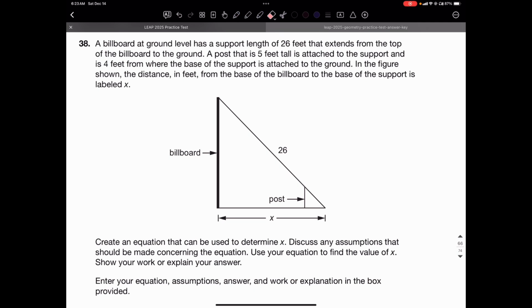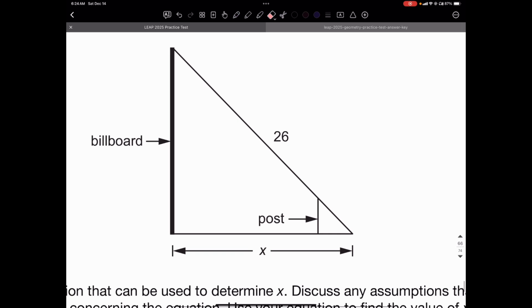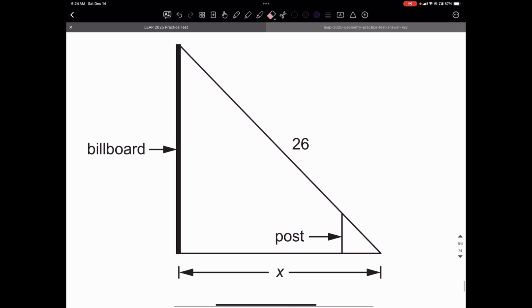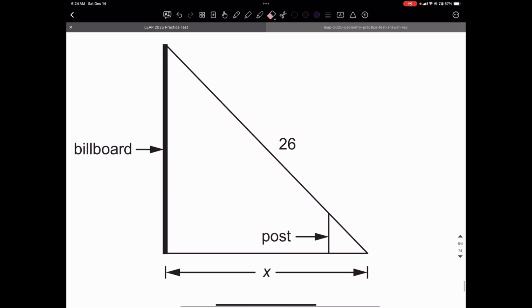One thing I want to note also, when they make these illustrations, they're not always to scale. So keep that in mind, okay? So let me zoom in. We're just going to solve this for x. So we really only need to see this. We don't need to see those instructions.